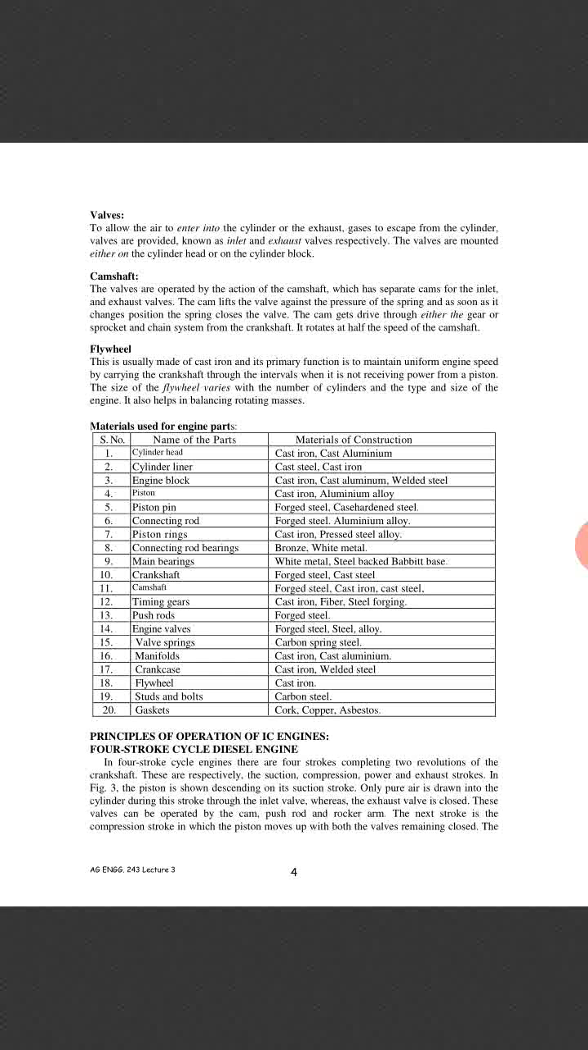Next, in the following chart, we can see the names of the parts and the materials used for construction of these parts.